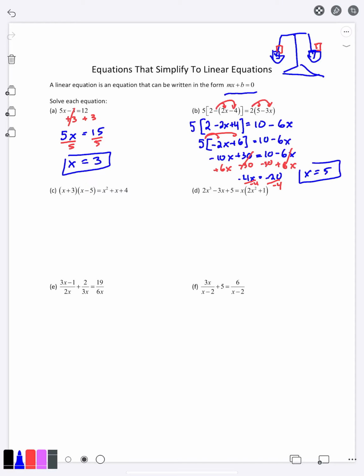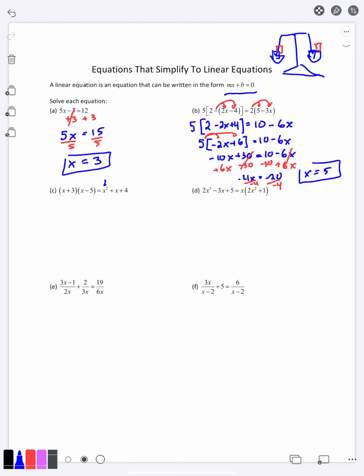Now, part C, you may complain at first because I said these are linear equations and they don't have x squared in them, and yet we do have an x squared right here. And in fact, when we multiply the left side, we're also going to have an x squared. And so technically, this is not a linear equation the way it's written, but it turns out the x squareds are all going to cancel out, which means it is in fact a linear equation.